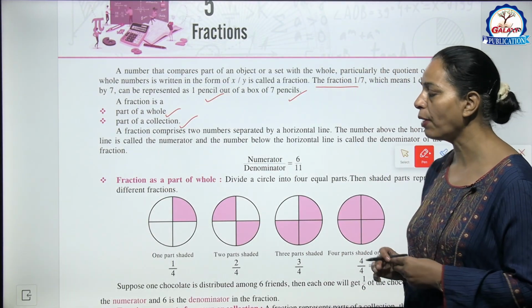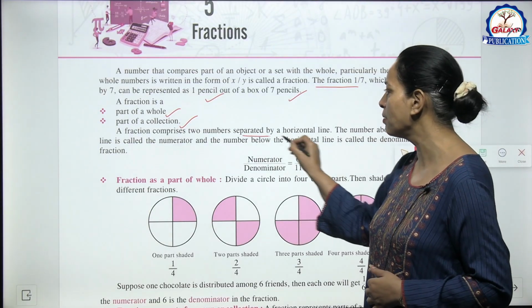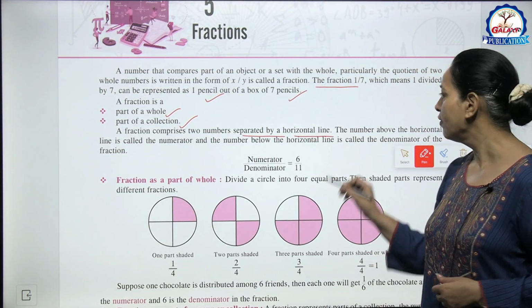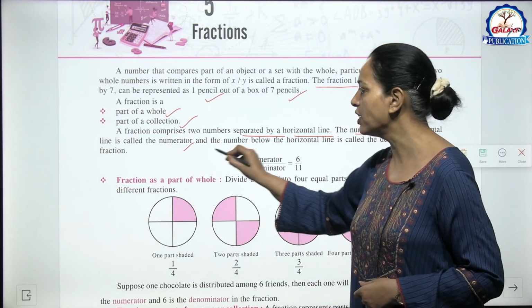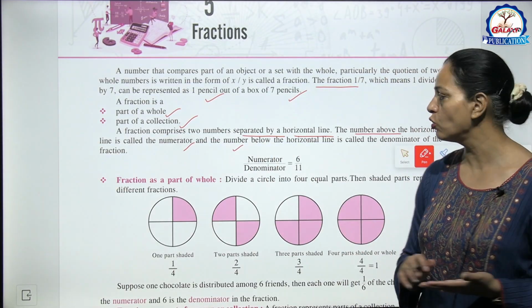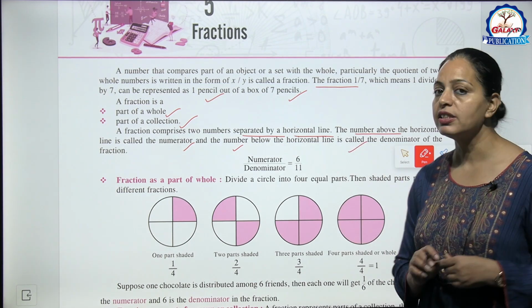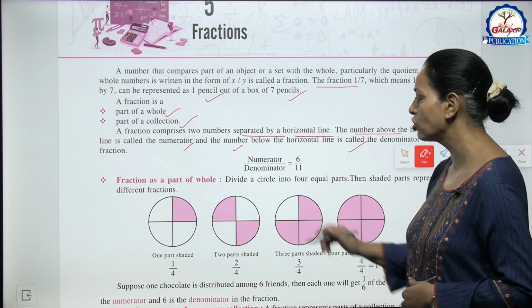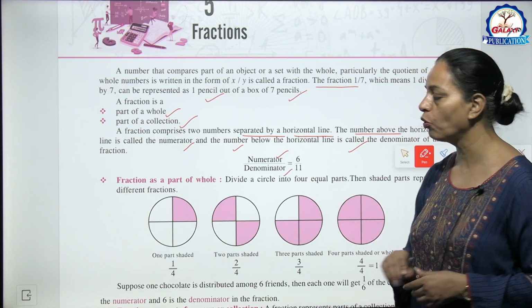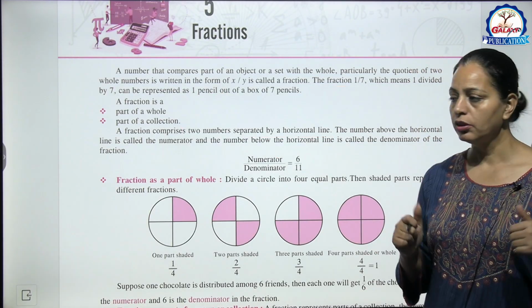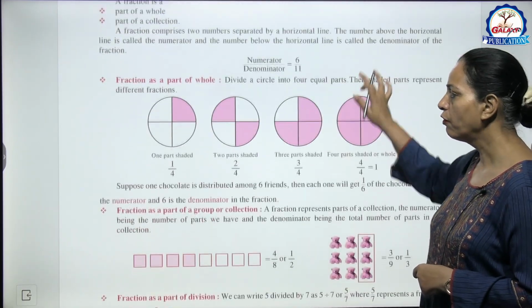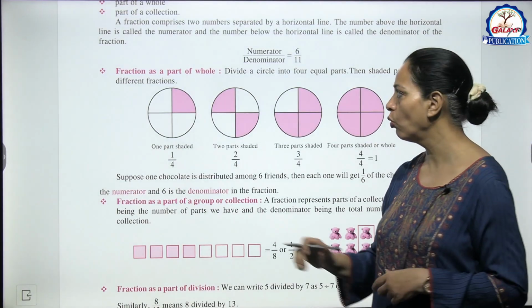A fraction comprises two numbers separated by a horizontal line. The number above the horizontal line is called the numerator and the number below the horizontal line is called the denominator of the fraction. So numerator upon denominator, like 6 upon 11. Okay. Now we are talking about fractions as a part of a whole.